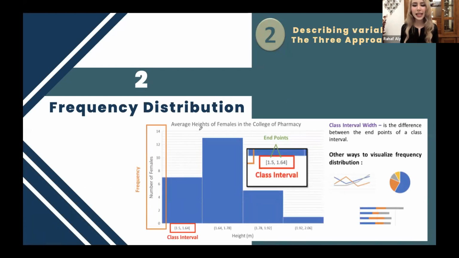Frequency of distribution has to be one of the easiest ones and my favorite one, but unfortunately, I'll not go into detail about it. Basically, frequency of distribution is how much a number is repeated, or how frequent it is. So for example, let's take this example, average heights of females in College of Pharmacy. Now, this is our frequency. As you can see, the highest frequency is the heights from 1.6 to 1.78, because the frequency is around 13 students, while the lowest one is around 1, and their height is from 1.92 to 2.06.